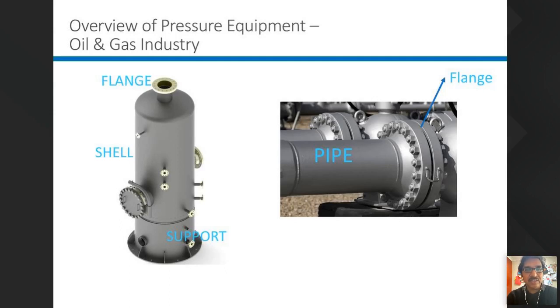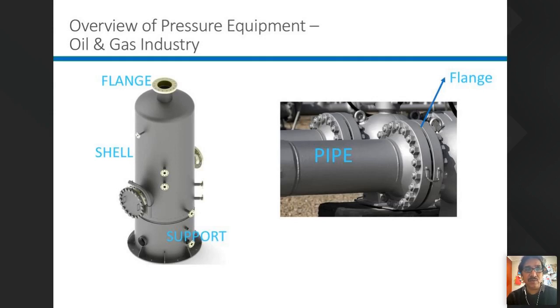The cylinder is called the shell in industrial terms, and it is supported, and you'll see a lot of connections in and out. Basically, the fluid comes into the vessel through a flange connection and goes out again through a flange connection. Any connection on a vessel is flanged. I'll just put a small sketch to give an idea of what a flange is about. It's basically a piece of plate used to connect pipe to pipe or pipe to a vessel.